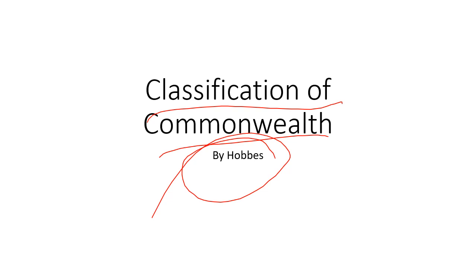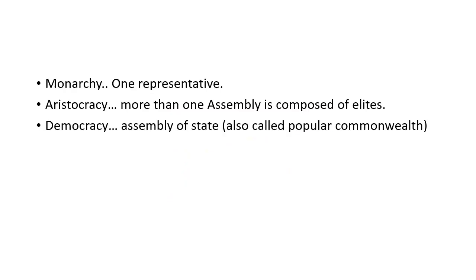Hobbes does not believe in the false idea that sovereignty cannot be divided. For example, in England, the sovereignty was divided between the king, lords, and commons, and that resulted in a civil war. So Hobbes believed that sovereignty can be divided among different persons, but according to Hobbes, that was not desirable because this could lead to a civil war. So, according to the number of persons holding the Commonwealth, Hobbes divided the Commonwealth into three categories.